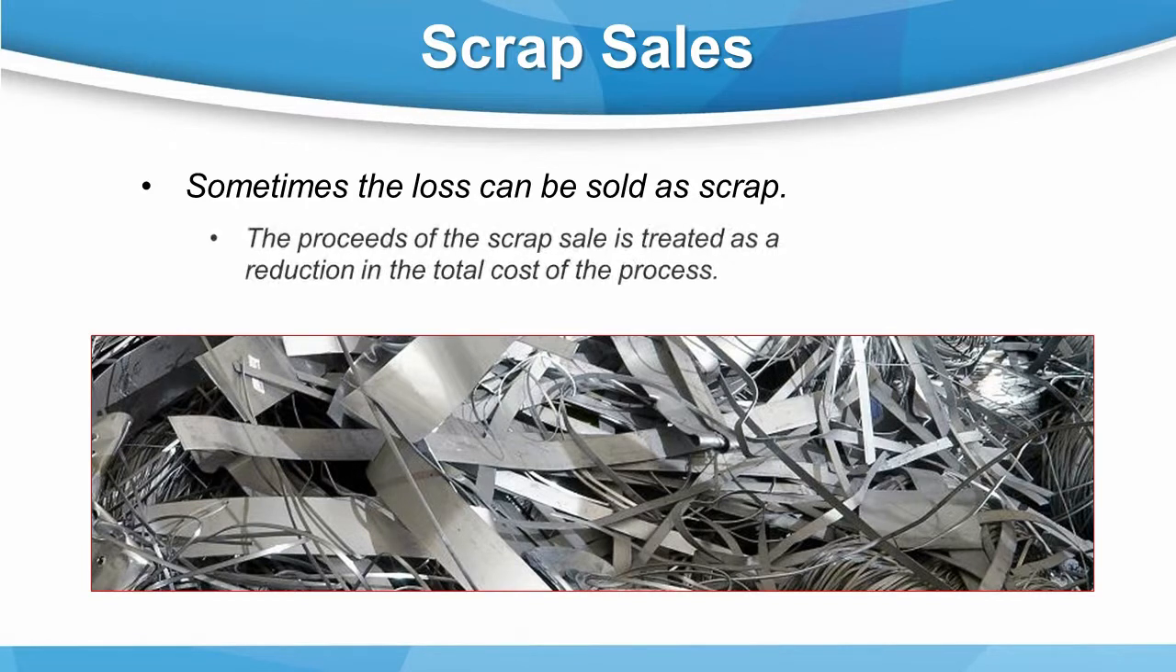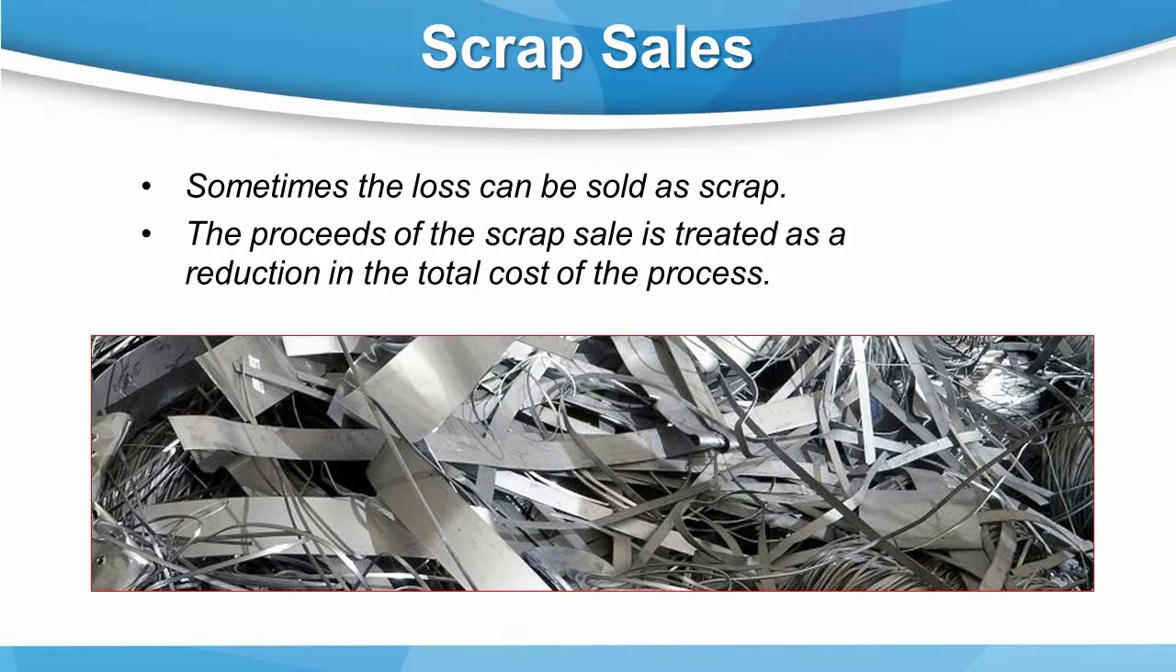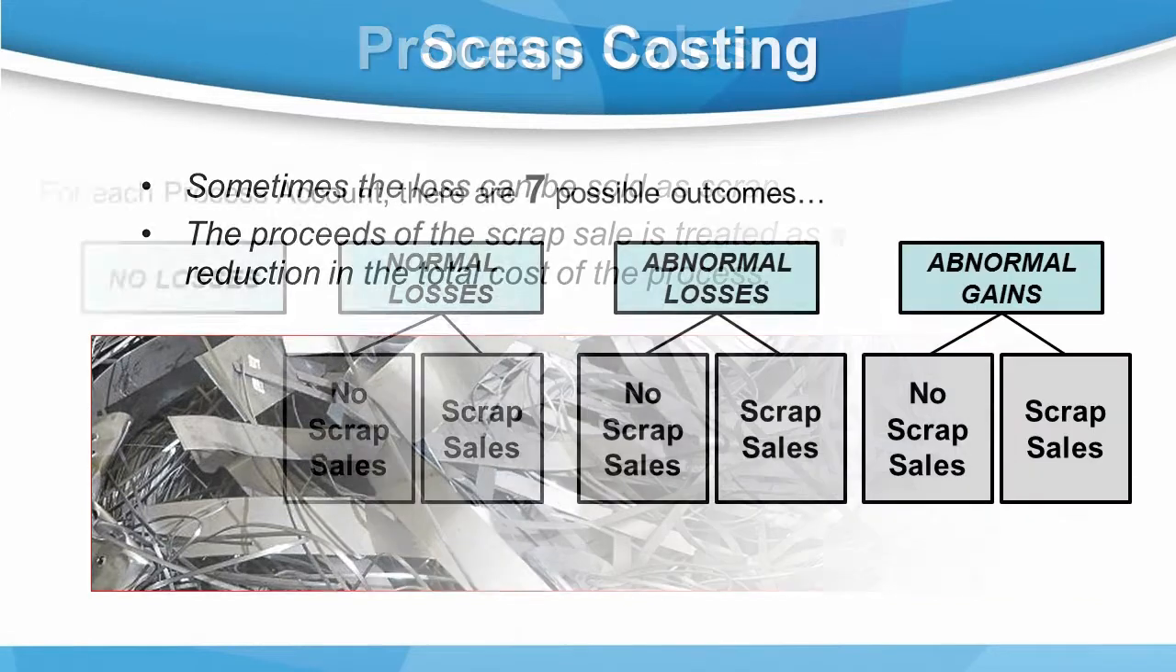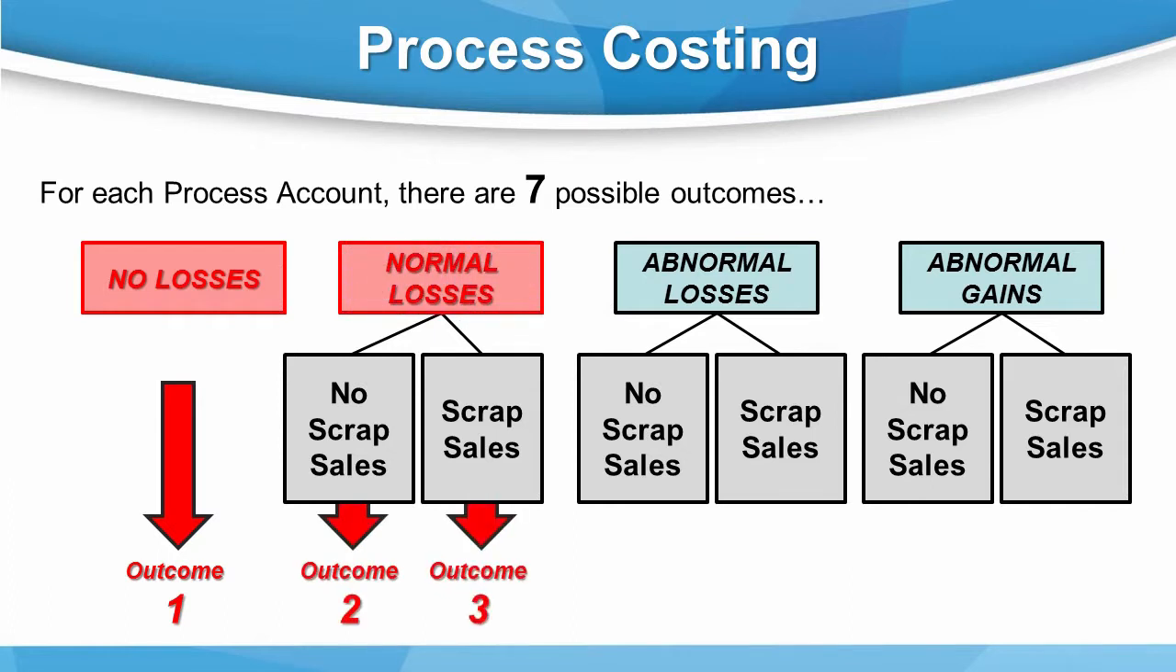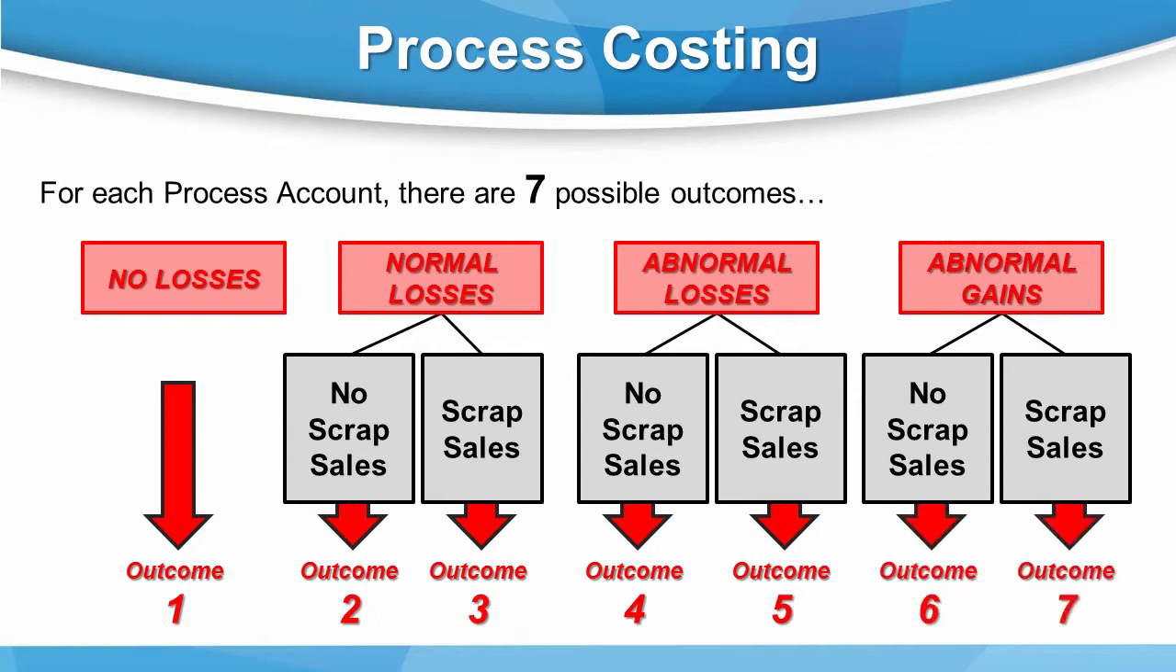Some losses, for example scrap metal, can be sold, and if this is the case, the proceeds of this will be included in the process accounts. As we saw in the brewery diagram, there are many different stages in a typical manufacturing process. Each of these stages will require its own process account, and for each process account there are 7 possible outcomes. There could be no losses, normal losses, abnormal losses, and abnormal gains. And for each of these it's possible that scrap could be sold or not sold. We'll look at each of these in turn in a moment.